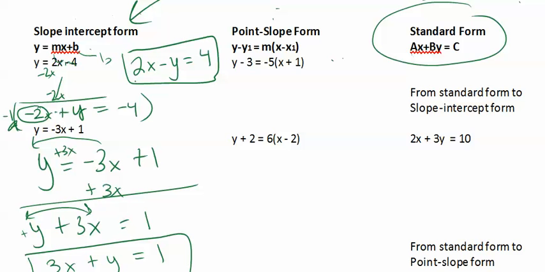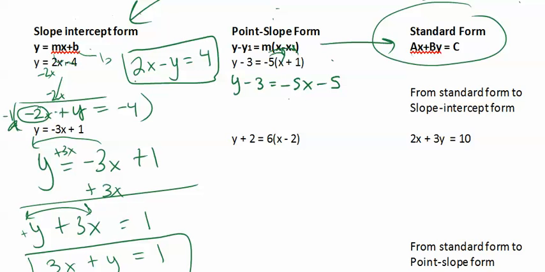So remember, we want to get to the form ax plus by is equal to c. So in this case, I have y minus 3 is equal to, let's go ahead and distribute. That's going to be negative 5x minus 5. And so I want my x on the left side, and I want this 3 on the right side. So let's go ahead and take care of that.